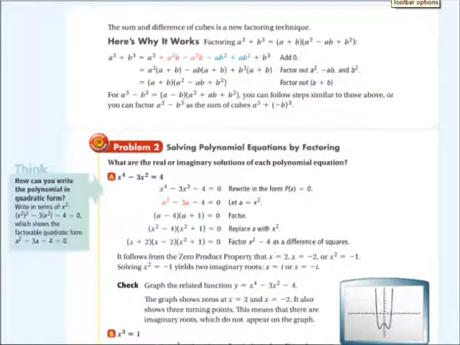Let's take a look here. The sum and difference of cubes is a new factoring technique. Here's why it works. If we're factoring a cubed plus b cubed, we can say that a plus b, and this is same, opposite, always positive. So what we have is a cubed plus a squared b minus a squared b minus ab squared plus ab squared plus b cubed.